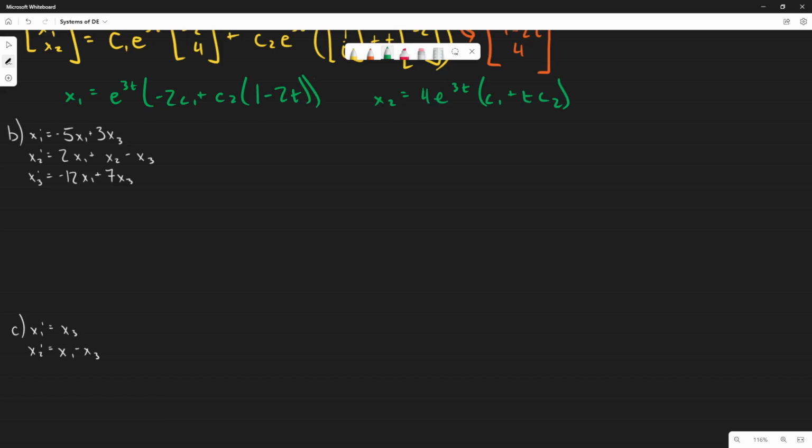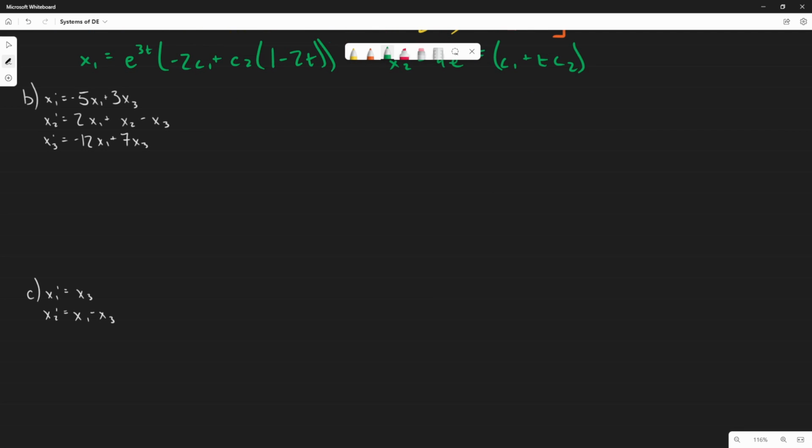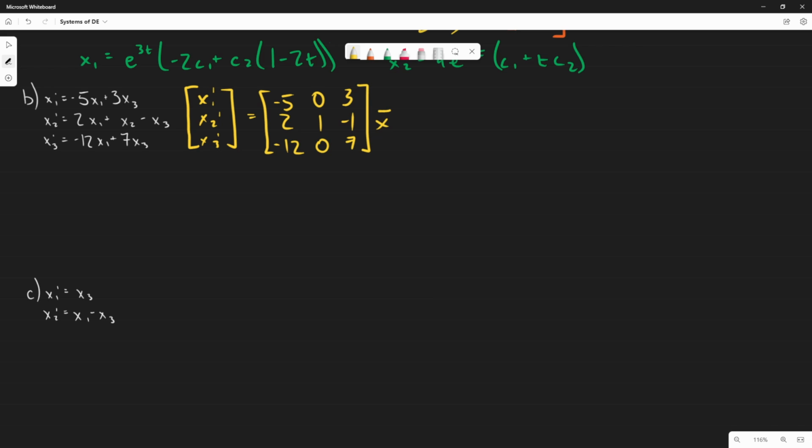The second one is a 3x3 matrix, and as usual, remember, put this in matrix form: x1 prime, x2 prime, x3 prime is equal to -5. We don't see an x2 here, so this will be 0, 3, this would be 2, 1, -1, and this would be -12, 0, 7. And it's all multiplied by x, a column vector that has x1, x2, x3.